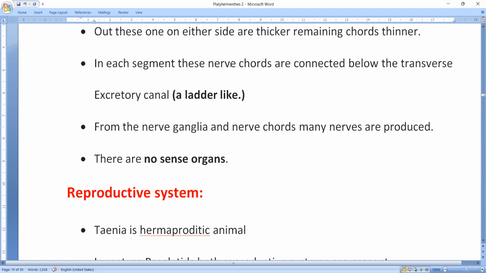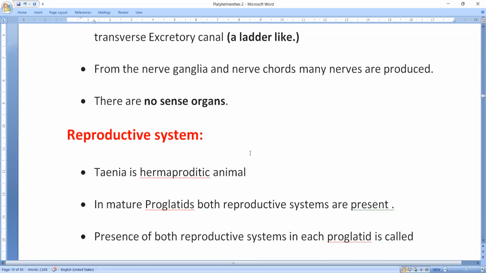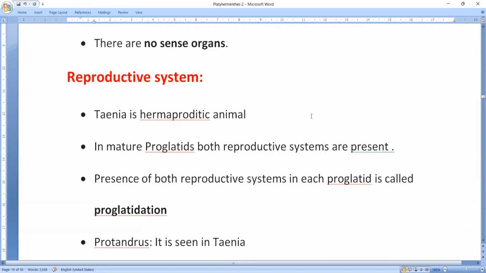Next, from the nerve ganglia and nerve cords, many nerves are produced. There are no sense organs at all.